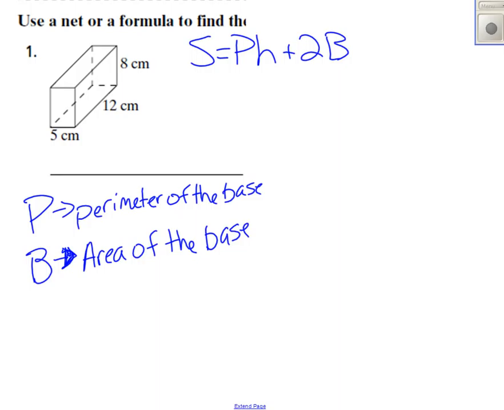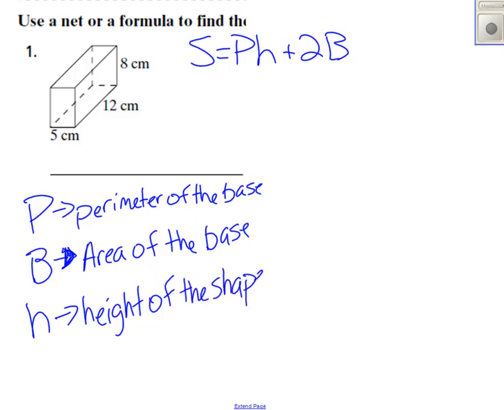Our last letter up here is H. When we talk about our formulas for volume and surface area, this H is kind of a big deal. This represents the height of the entire shape. So if we're talking about a prism, H represents the height of the prism. If it was a pyramid, H represents the height of the pyramid.